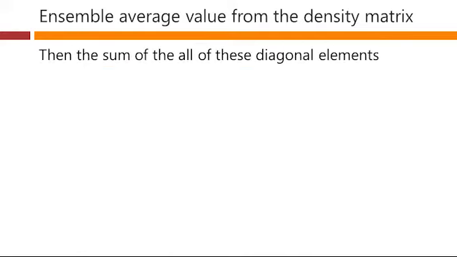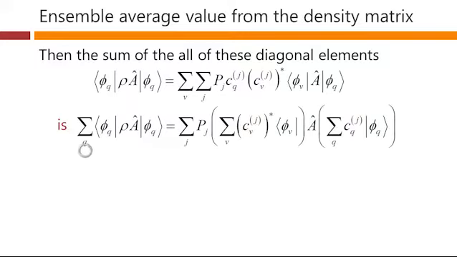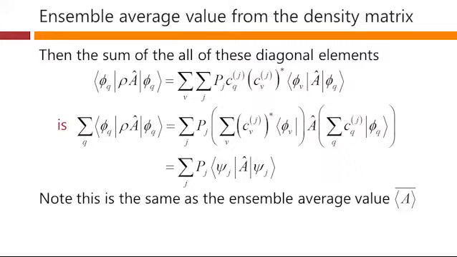Well, the sum of all of these diagonal elements then, so here is our expression for one diagonal element, is the sum over q of all of those, which we can write like this here. But that is just the sum over j of pj times this form here. These expressions here are simply the expansions of psi j in the adjoint and the original form. Note, this is the same as the ensemble average value of A. This thing here is just what we defined early on as the ensemble average value of the expectation value of A.